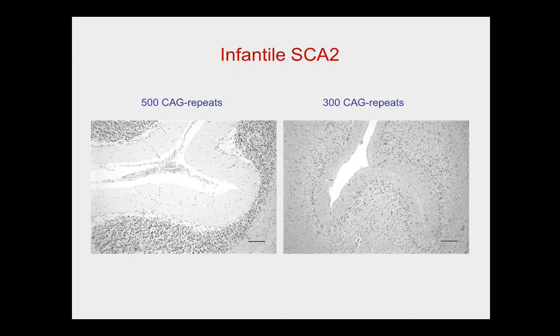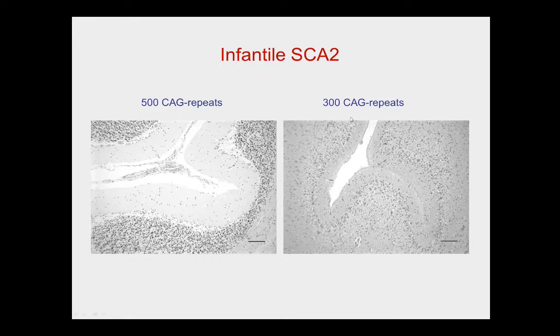We were able to study a couple of these patients at autopsy, and quite interestingly, there was one patient who had about 500 repeats. Sometimes it's hard to measure them completely accurately, I think, because of the methodology, but this patient had a really massive expansion. And the cerebellum looked almost normal. You can see that there are large numbers of Purkinje cells. The granular layer looks nice, the molecular layer looks nice.